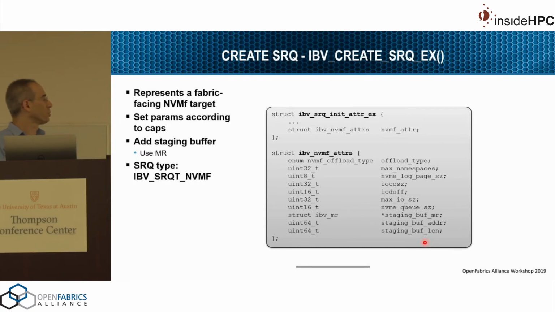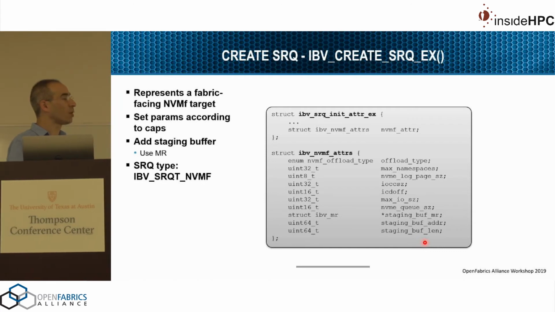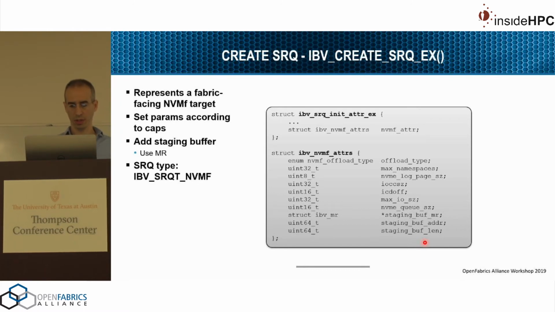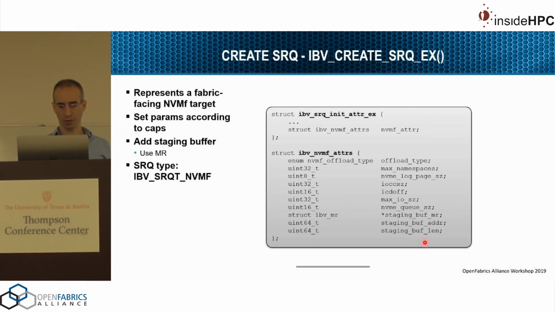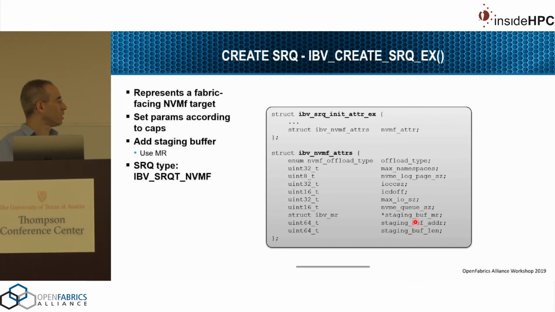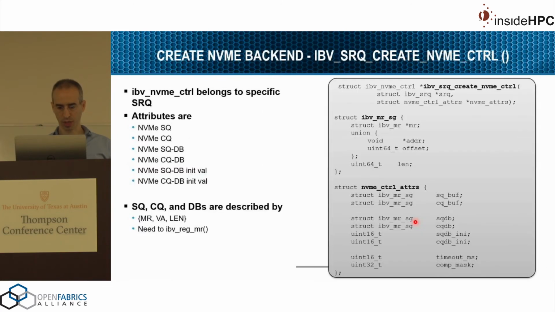The modification of create SRQ here should allow us to allocate the staging buffer. So we can see here the description of the staging buffer address and length, and also the memory key. So the staging buffer also goes through the usual registration in Verbs, the ibv_reg_mr. So that's mainly it for the SRQ.